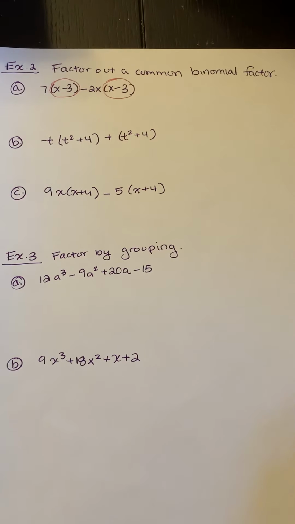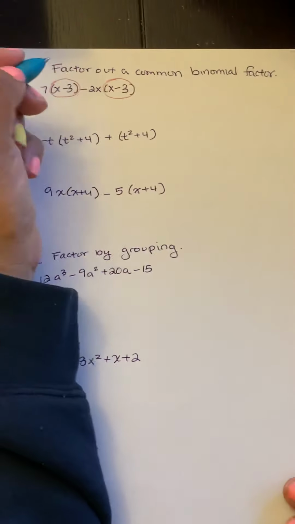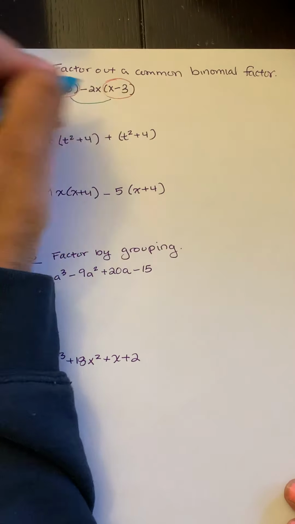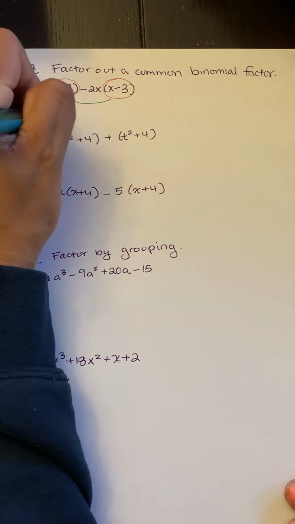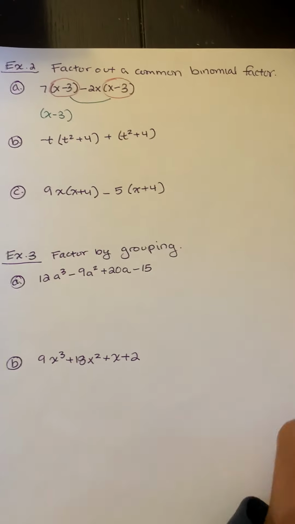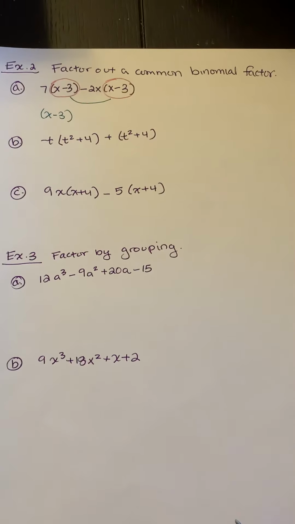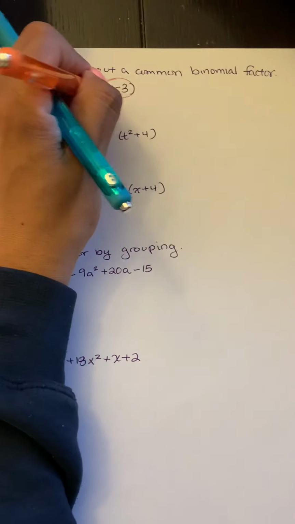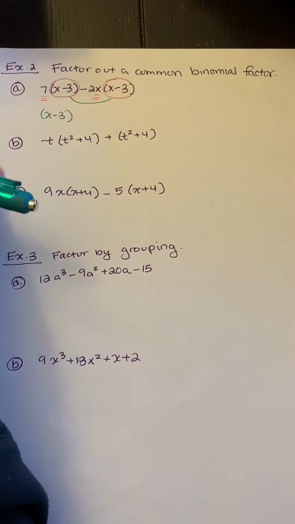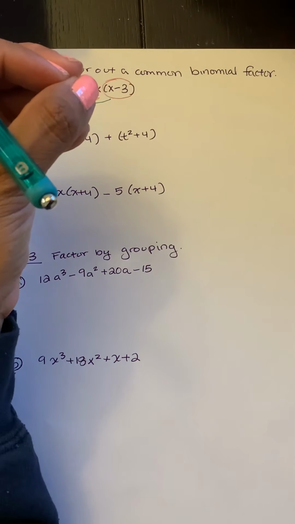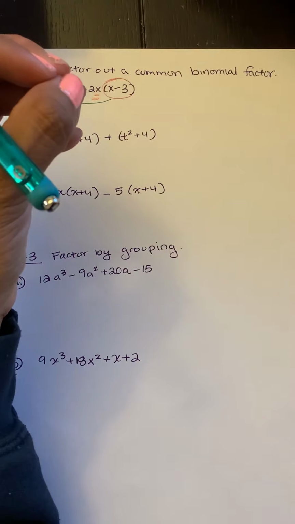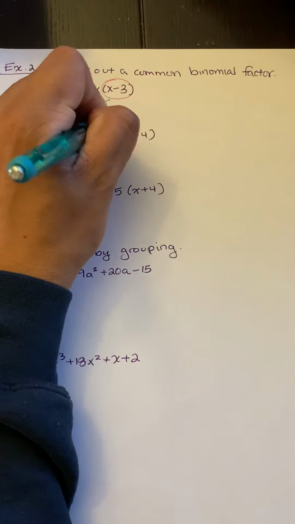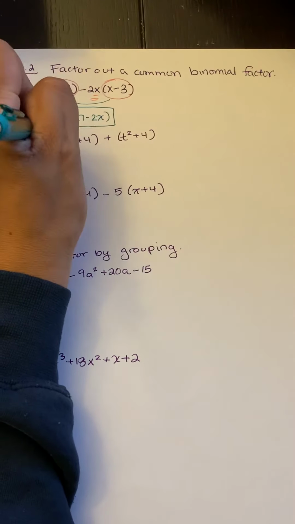Because we have a common binomial factor, binomial means 2, you're going to rewrite this. You're going to take out your x minus 3. And then you'll notice that you have a 7 and a negative 2x. So you're going to factor the x minus 3 out, but then you're going to combine the 7 minus 2x. And there's your answer.